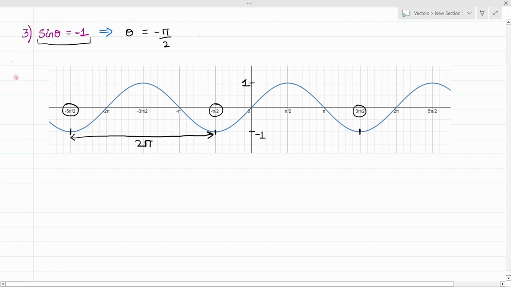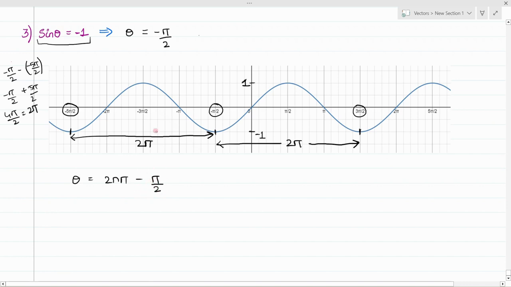How will you calculate the difference? Just subtract it. Like minus pi by 2 minus of minus 5 pi by 2. It becomes plus 4 pi by 2, which is nothing but 2 pi. So the difference between these two is 2 pi. Similarly, the difference between these two is also 2 pi. So we can write theta as 2n pi minus pi by 2. Minus pi by 2 is the one which we already know, right? Where n belongs to all the integers.